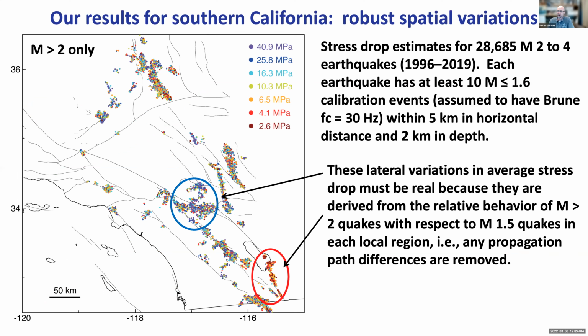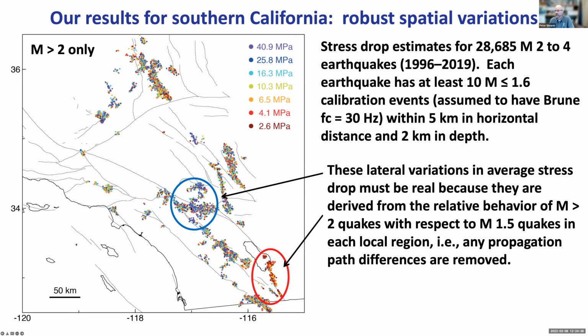And if we then apply this to Southern California, this is new results now, and I'm showing a map just for magnitude larger than 2 events. And all of these have at least 10 smaller events that are nearby that provide the calibration. We can see that we are now, we see red again in the Salton Trough and blue here.